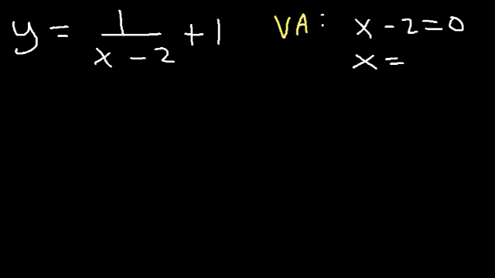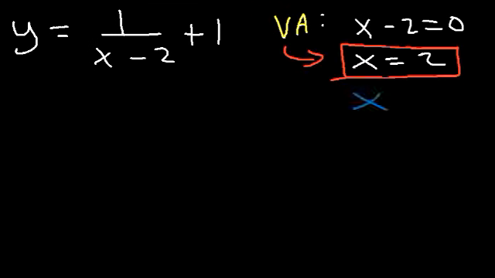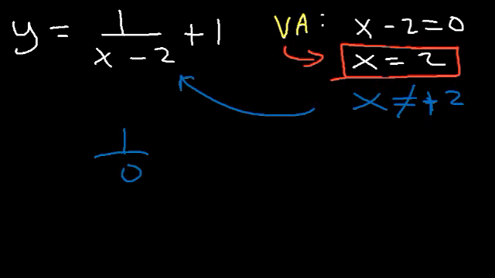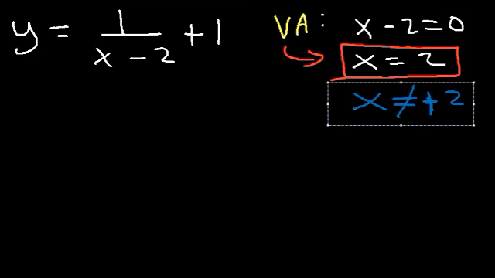So the vertical asymptote is x is equal to 2. Now keep in mind, the actual curve will never touch the vertical asymptote. So even though this is the equation of the vertical asymptote, x itself will never equal 2. Because if you plug in positive 2 into the equation, you're going to get a 0 on the bottom. And whenever you have a 0 in the denominator of a fraction, it's undefined. So x does not equal positive 2, which is the vertical asymptote x equals 2.